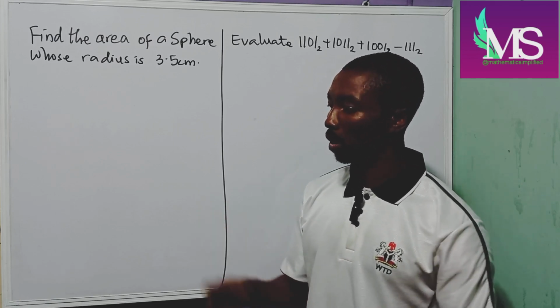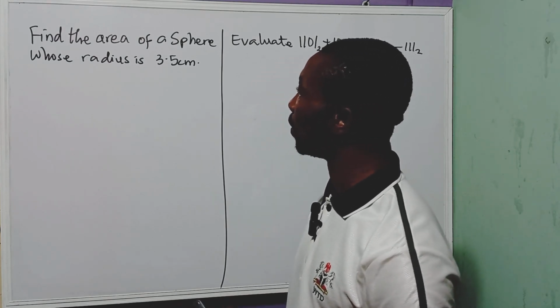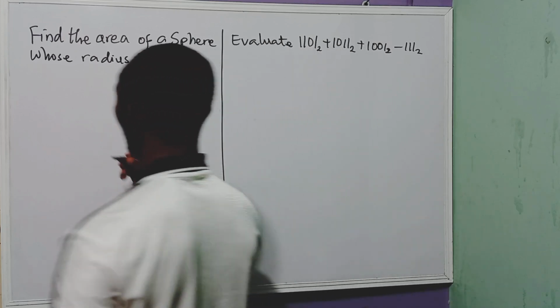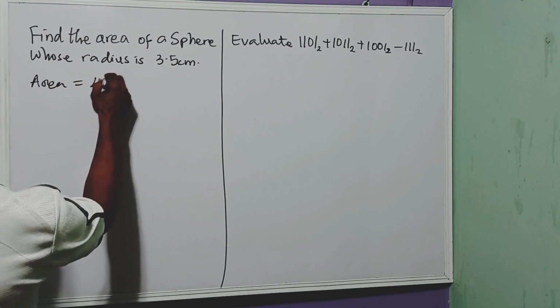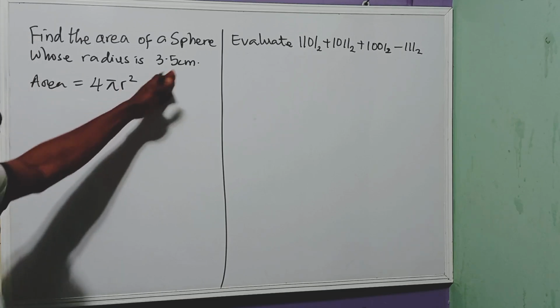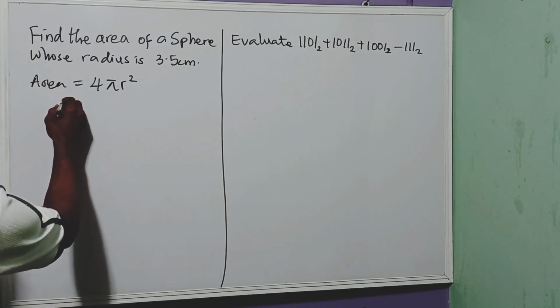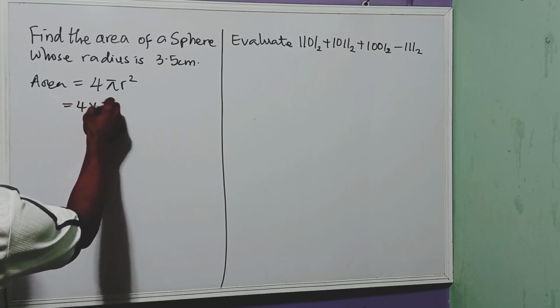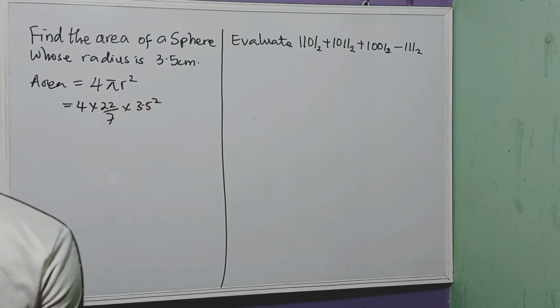Now, if we look at it, we have a sphere. What's the formula for area? For area of a sphere, we have our formula as 4 pi r raised to power 2. Our radius has been given as 3.5 centimeter. So this we're having as 4 times 22 over 7 times 3.5 squared.